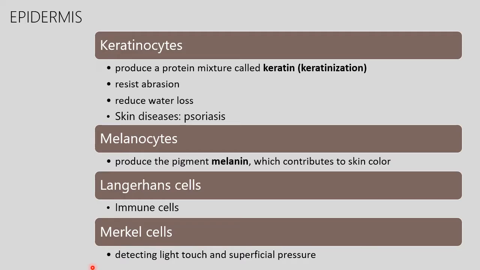Tingnan mo dito, your dermis is this thick, but your epidermis is only this thick. So your epidermis is made up of several types of cells, no? But the majority of them, or most of the epidermis cells, are your keratinocytes, okay? They are called keratinocytes because they produce this protein mixture called keratin. Later on, I will discuss to you what happens with keratinization, okay? But you should know that keratin is the one that contributes to the durability of your keratinocytes. And this durability is the one that makes your epidermis resist abrasion and reduce water loss.